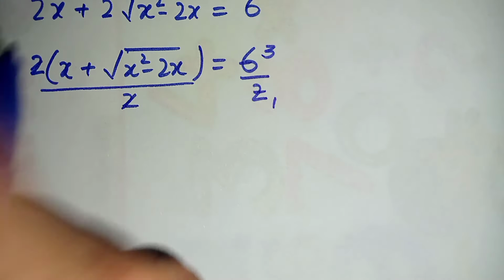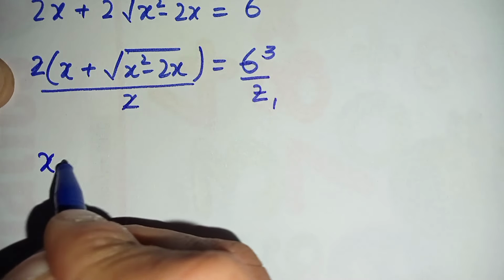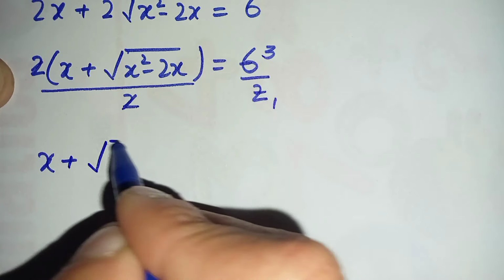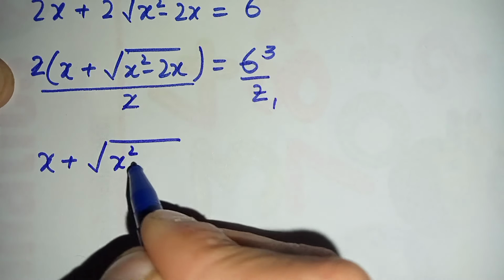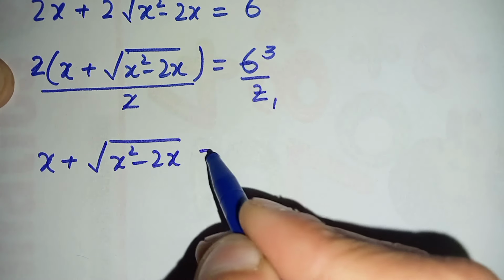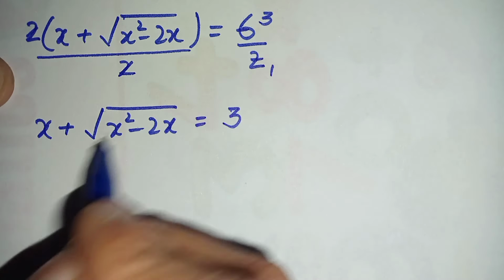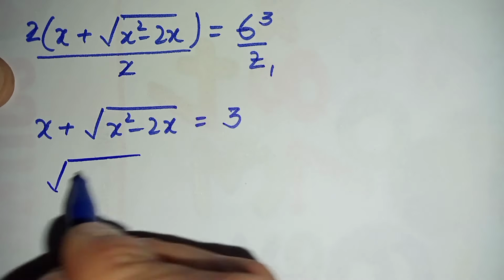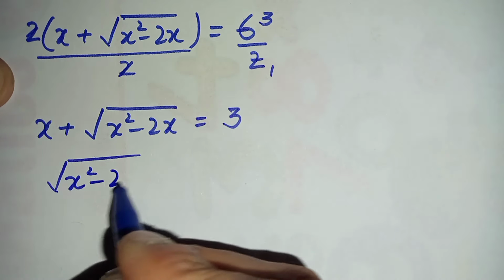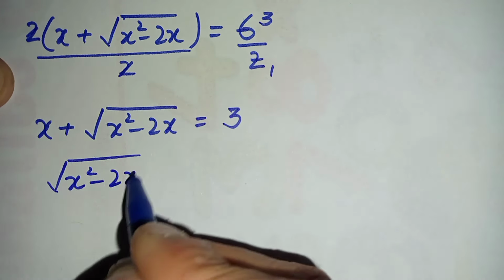So next it will become x plus square root of x square minus 2x is equal to 3 by 1, is equal to 3. Now here we will shift this x to the right hand side, so it will become minus x. So here only square root of x square minus 2x will be left to the left hand side, and it will become 3 minus x.